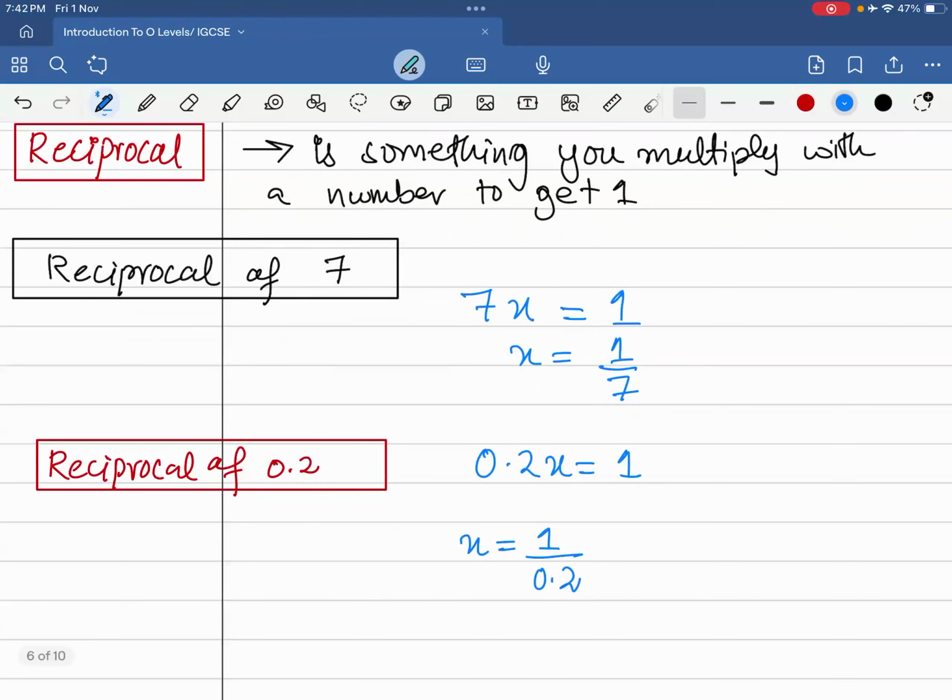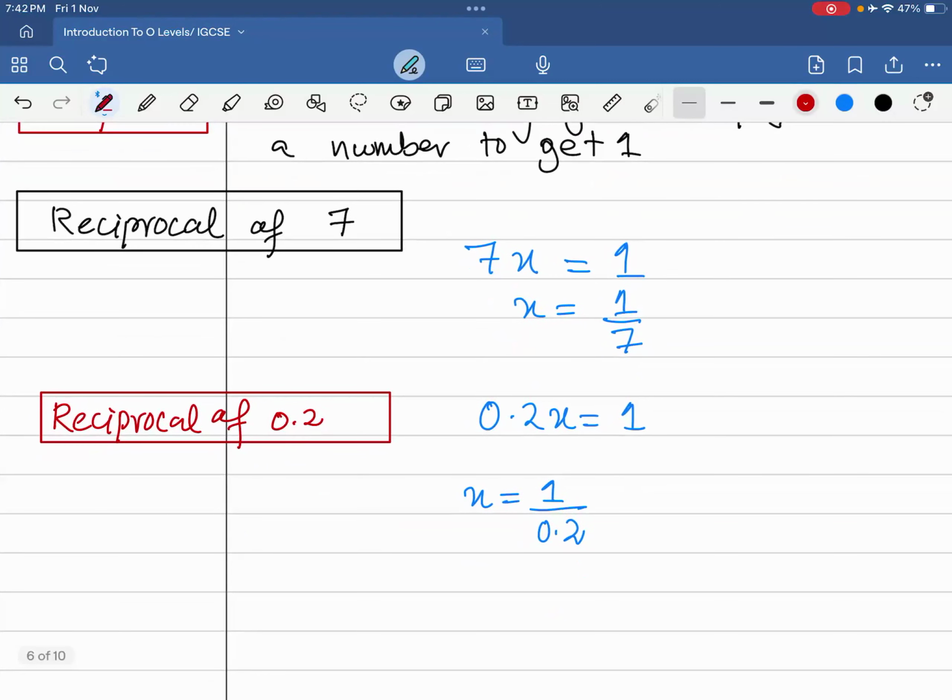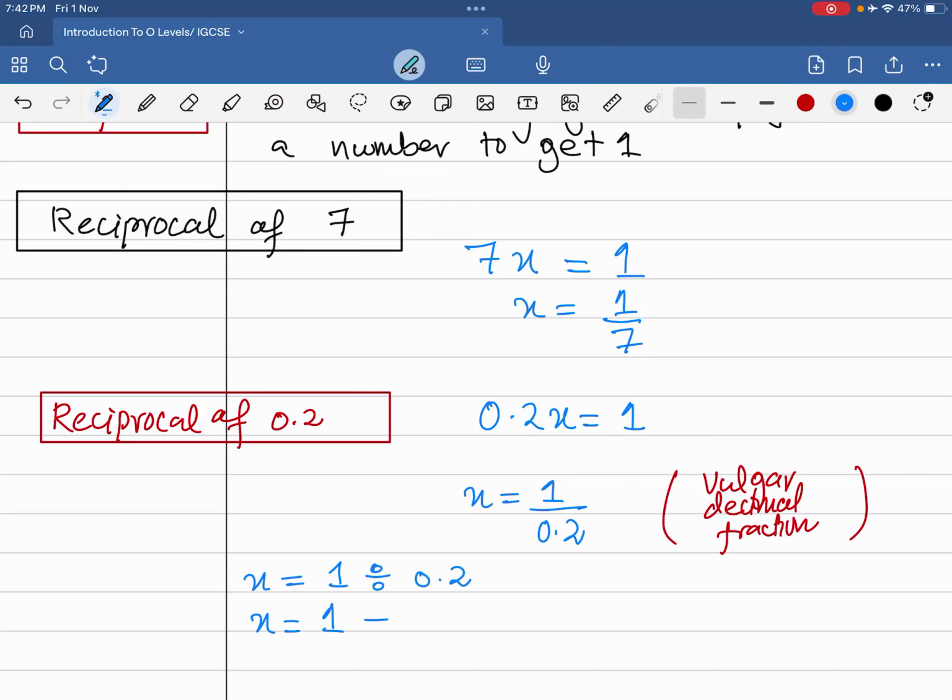So beta, we know that 1 divided by 0.2 in math, this is called vulgar decimal fraction, and we cannot leave the answer like that for the examiner. हमें इसको convert करना है. So I will write here, x equals 1, the symbol of division 0.2. We will remove the point: 1 divided by 2 by 10.